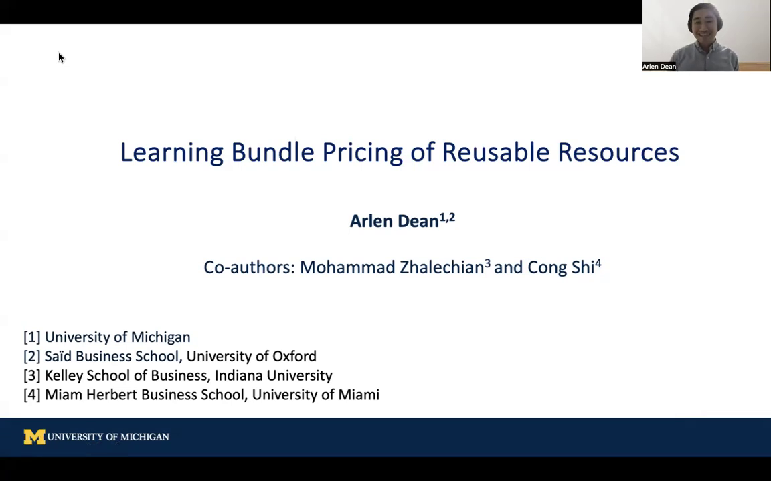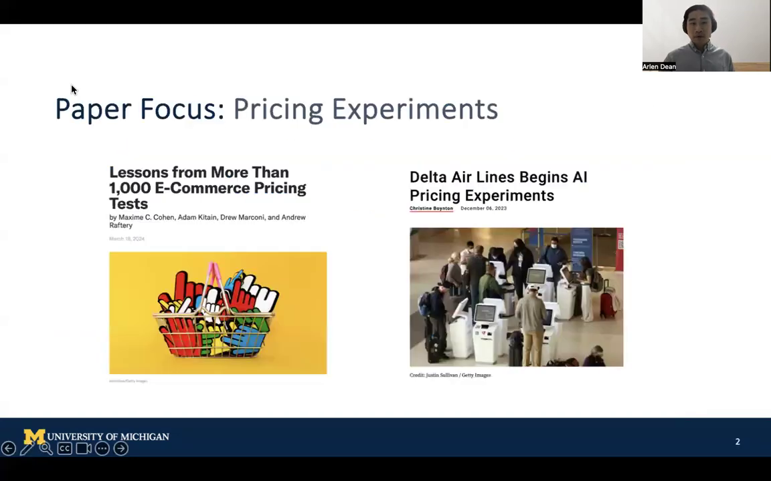Hi, my name is Arlen, and my submission for the Service Science Best Student Paper Competition is titled Learning Bundle Pricing of Reusable Resources. This paper is centered around the problem of real-time price experimentation, which is a common aspect of businesses today.